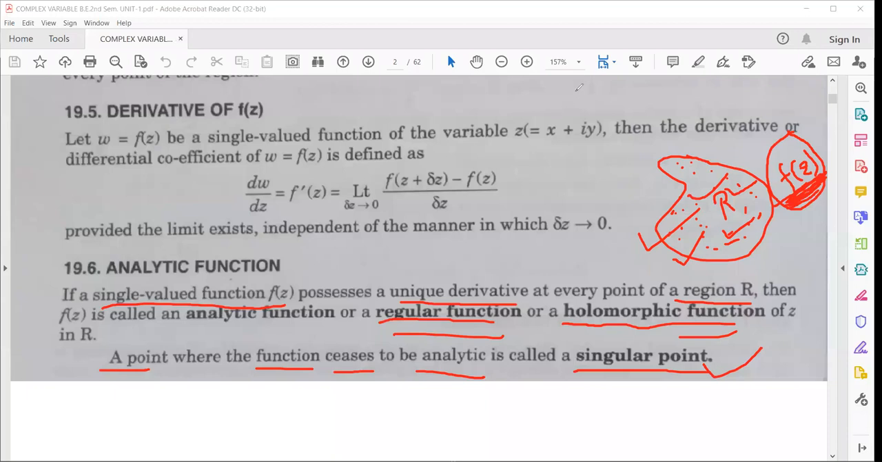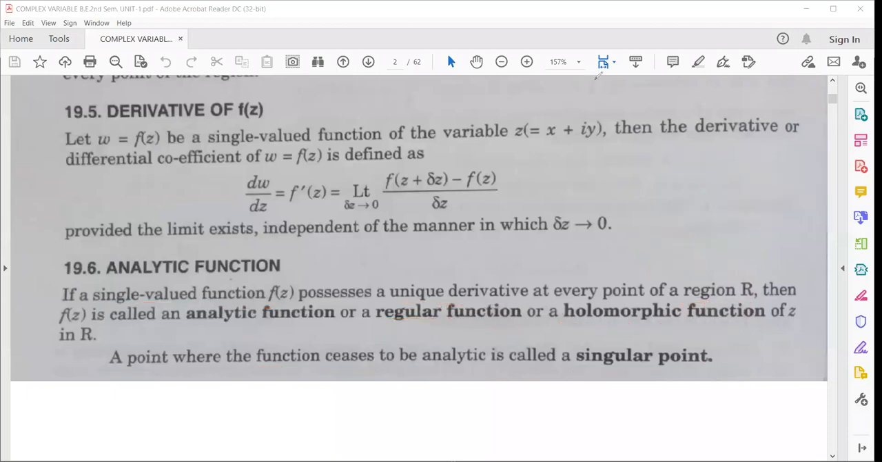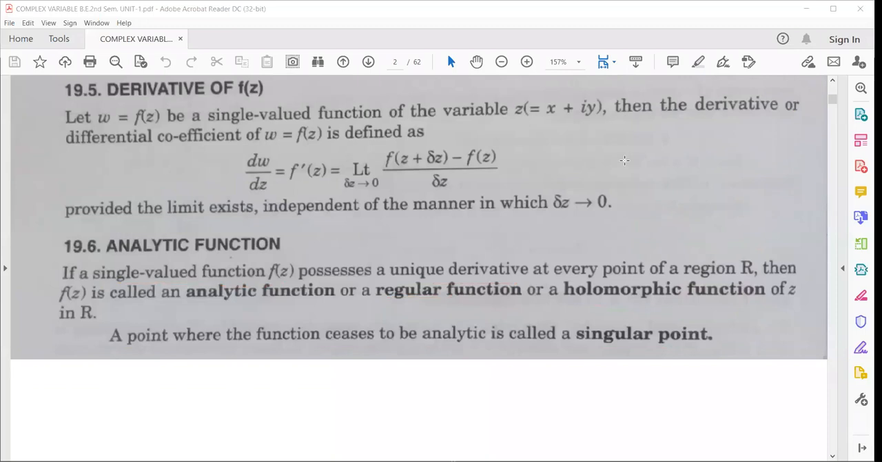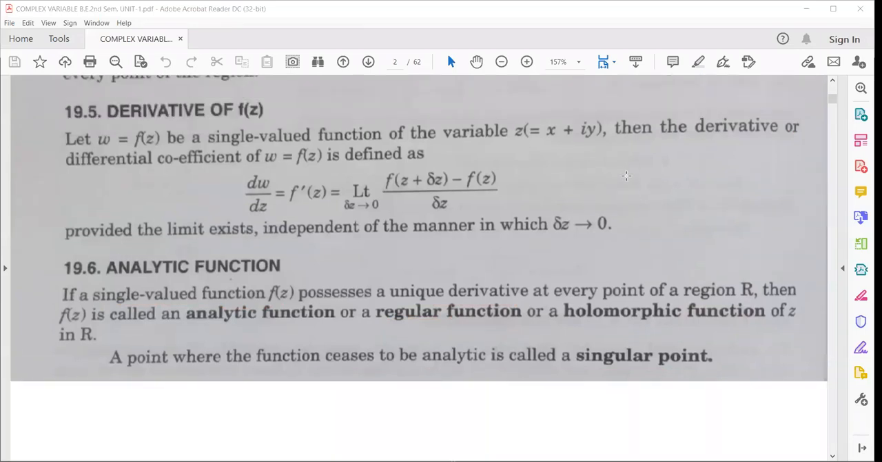Okay. Say for example, I am taking here f z is equal to 1 upon z. Okay, tell me.